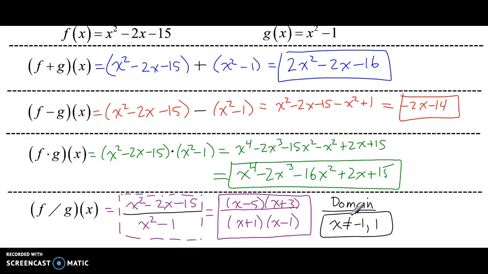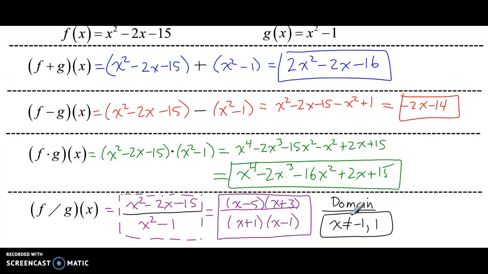And that additional restriction to the domain only happens when you're doing division. You don't get any extra restrictions when you're adding or subtracting or multiplying, because division is the only case where there's something you cannot do. You cannot divide by 0.